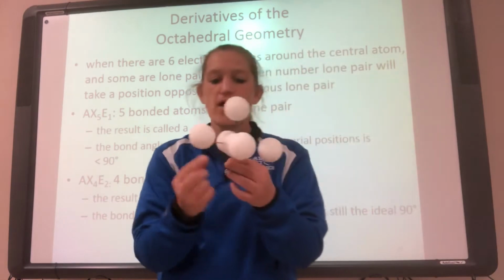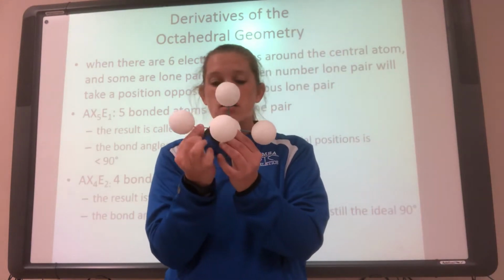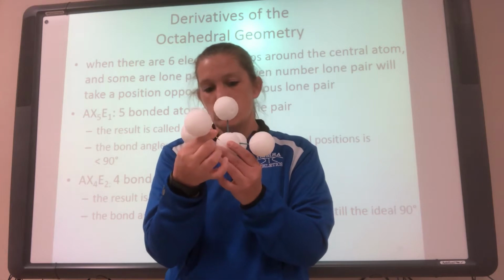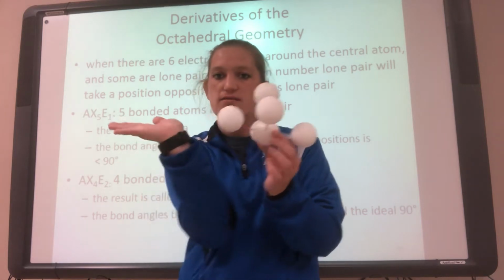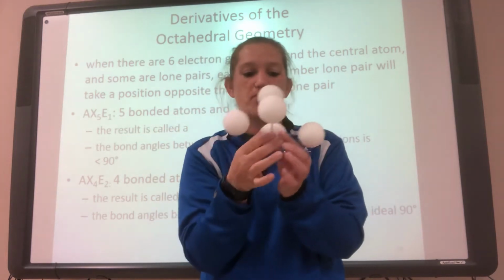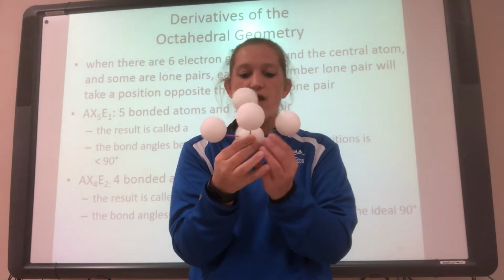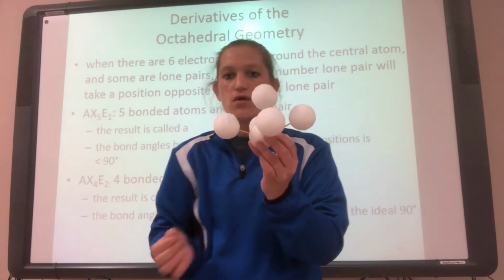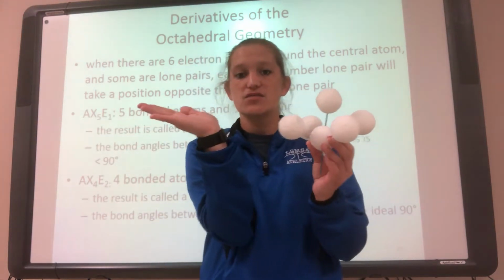So if he's a lone pair, what happens is the 4 that make my little square start tilted up a little bit. So instead of being flat, they go up a little bit, because they gotta go away from that lone pair that's chilling there, okay? So they just tilt up a little bit.